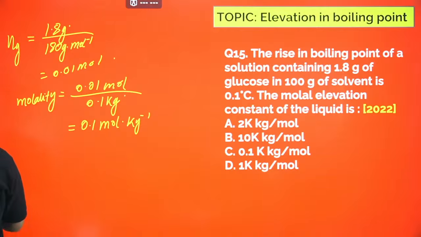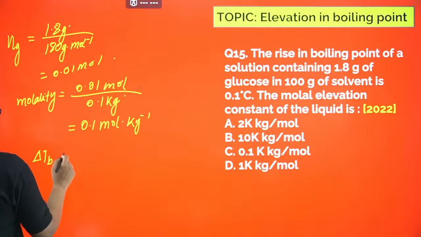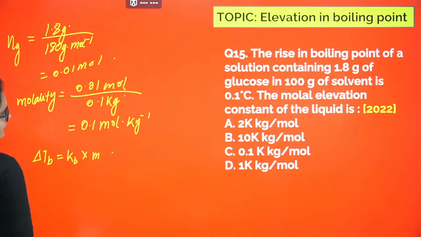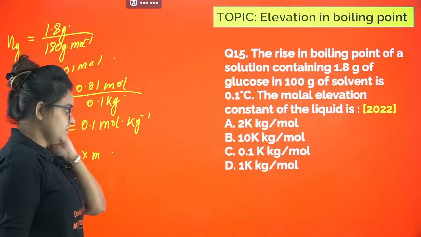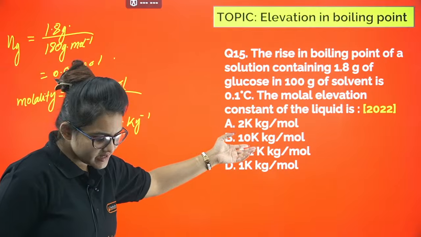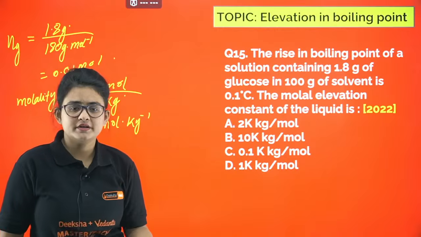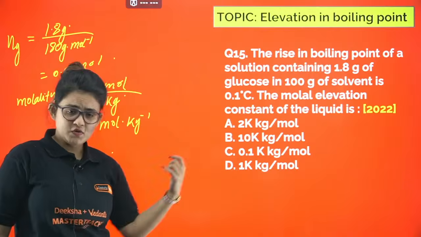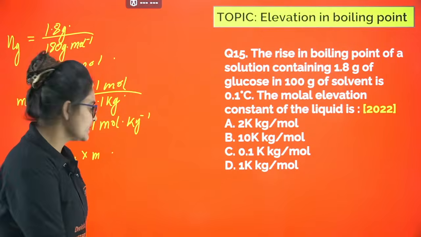Let's proceed. Now you know delta TB. Delta TB is equal to kb into m. One more thing, you can multiply this with the Van't Hoff factor i as well. But here I'm adding glucose, which is a non-electrolyte. It will not dissociate, so the i value will be 1. Even if you don't multiply, it will give you the same result.